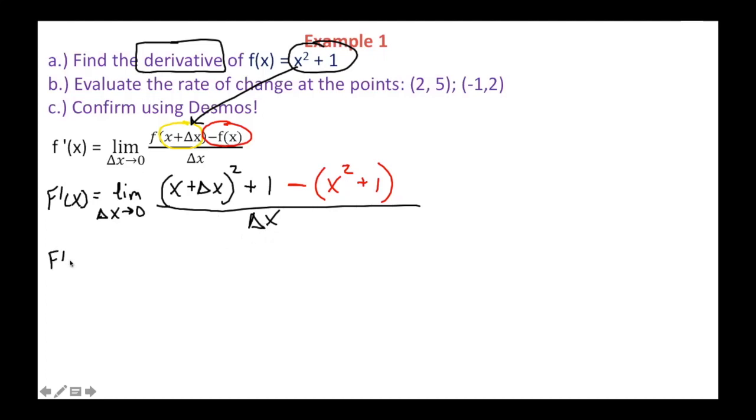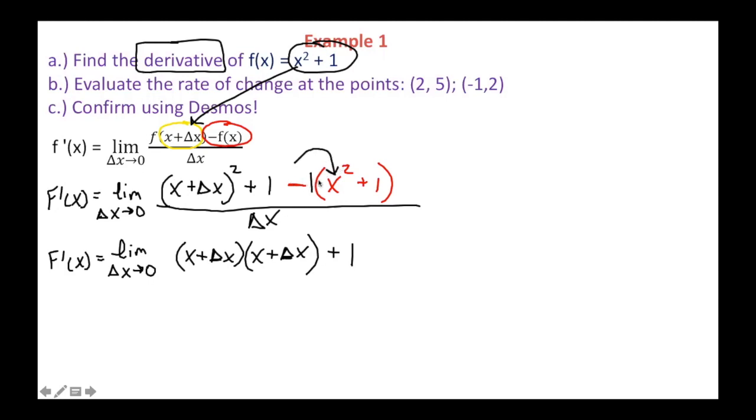So we have f prime of x equals the limit as delta x shrinks to 0. Now what we're going to do is take this x plus delta x, this binomial squared, and work it out. So squared means you have that grouping times itself. I'm going to do this very slowly. So that's what the squared means. You multiply it out twice, plus the 1. Now this minus is kind of like having a negative 1, and we're going to distribute it. Negative 1 times x squared is negative, or minus, x squared.